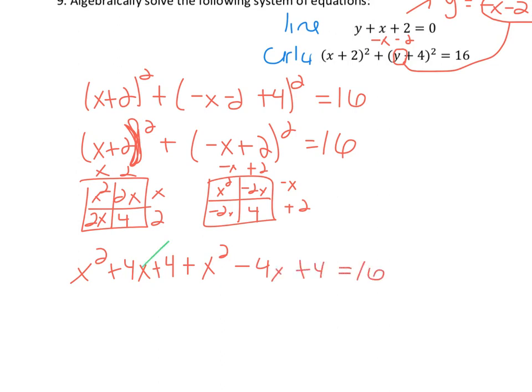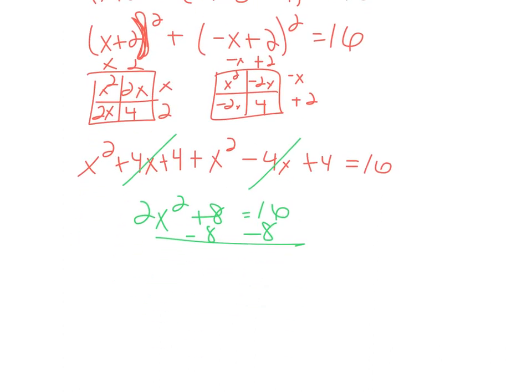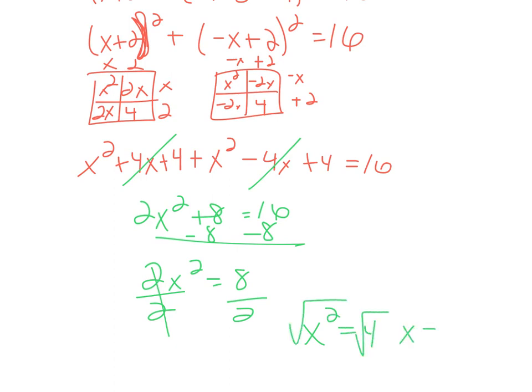Combining like terms, you'll realize that these guys cancel. You'll end up with 2x squared plus 8 equals 16. Solving for x, you're going to subtract your 8. You're going to get 2x squared equals 8, divide by 2. x squared equals 4 now. Take your square root. You get x equals plus or minus 2, meaning that the circle and the line are crossing at 2 points, 2 and negative 2.